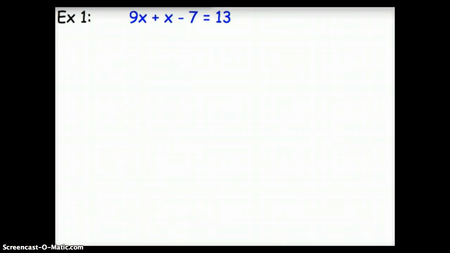Example 1, we've got 9x plus x minus 7 equals 13. So the first thing I'm going to do, I'm going to draw a line through my equal sign to make sure I'm doing the exact same thing on both sides. Now I've got 9x and I've got an x. Those are like terms. They have the same variable to the same exponent. This x by itself is like a 1x. We just got a little bit lazy about writing the 1 in front of it, but it still means the same thing. So my first step, I'm going to combine those like terms.